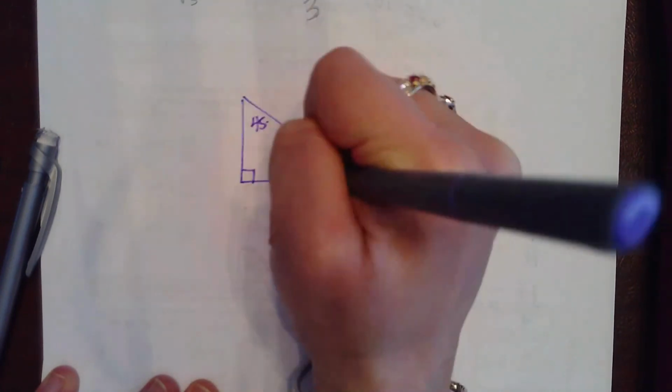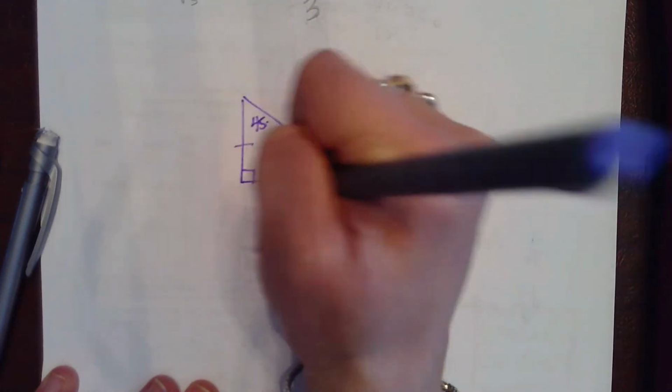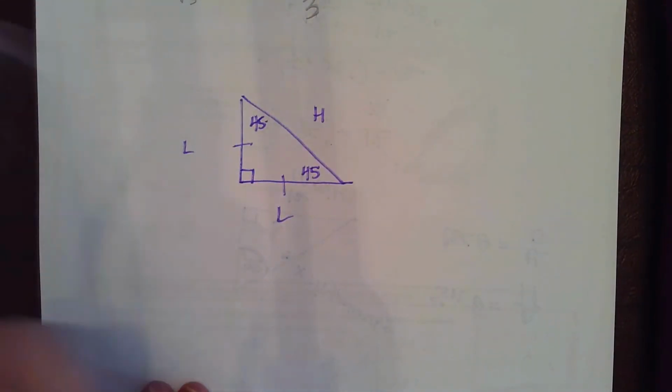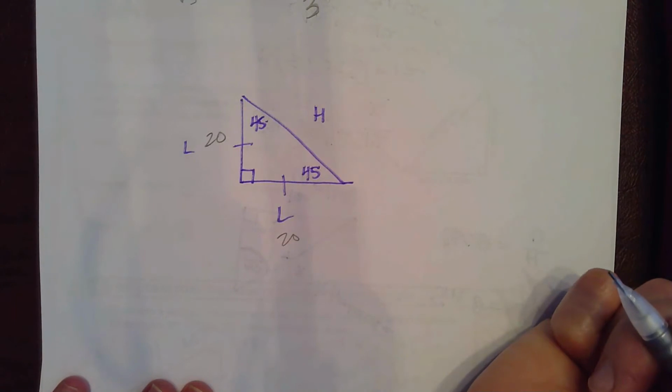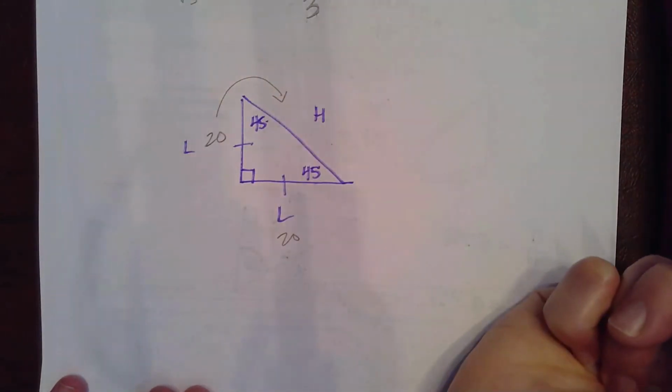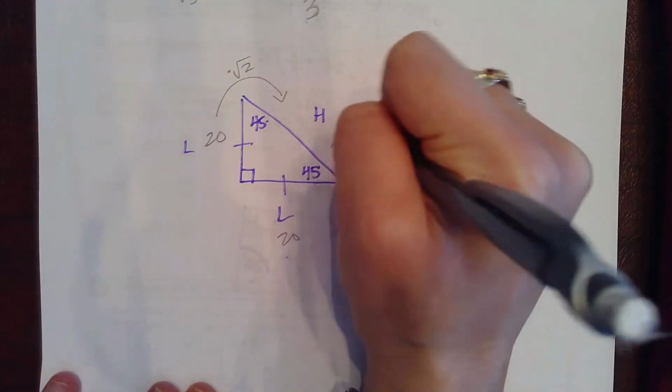All right, let's do the 45, 45, 90 triangle. Same kind of deal. Okay, so clearly this is our hypotenuse, these are our legs, right? So let's say, for example, I tell you this is 20. Obviously, this other leg would have to be 20 as well, right? Because they're congruent. To get from a leg to the hypotenuse, either one, you would multiply by root 2. So this would be 20 root 2.